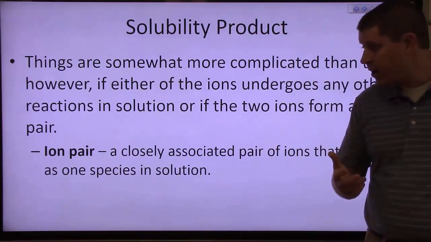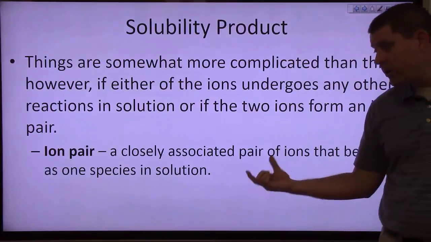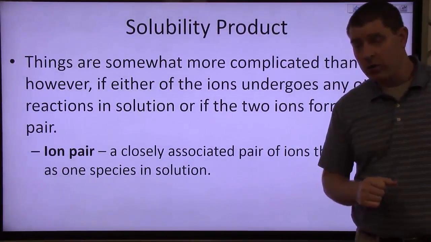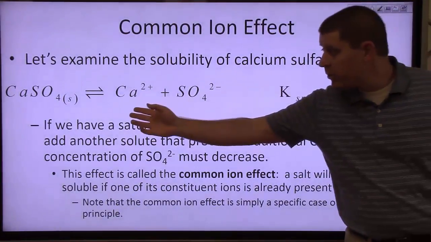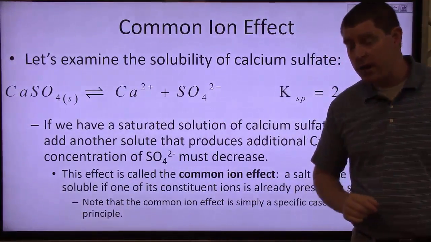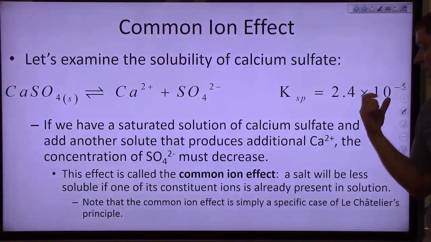So what's an ion pair? An ion pair is a closely associated pair of ions that behaves as one species in solution instead of two separated ions. For example, let's examine the solubility of calcium sulfate. We've got our calcium sulfate solid, which dissolves to give us aqueous calcium ions and sulfate ions, where the Ksp there has a value of 2.4 times 10 to the minus 5.